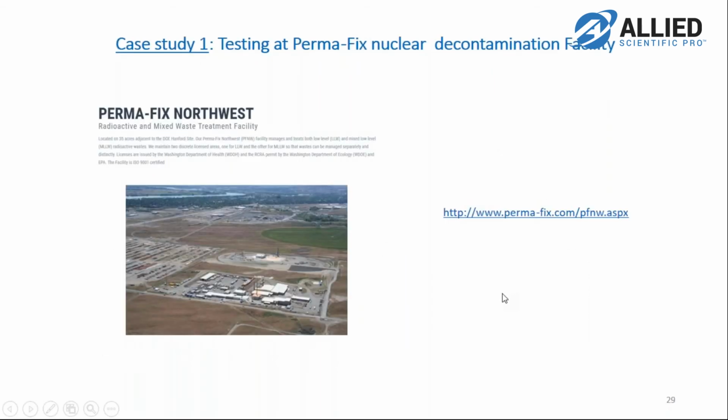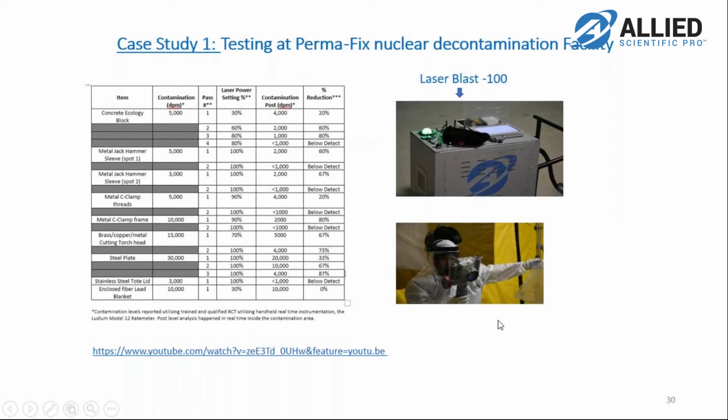So let's go on to some test case studies. I want to show you some case studies. There was a case study with the 100-watt system at Permafix Northwest, where some radioactive and mixed waste treatment facilities are being handled. So we took our 100-watt laser blast system there, and the operation was done in a negative pressure room.